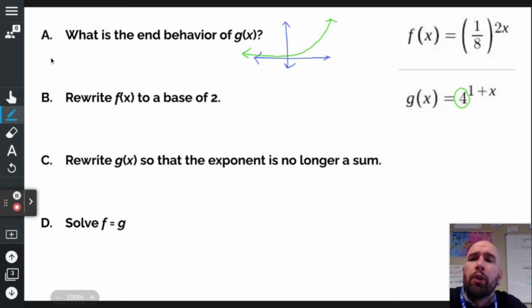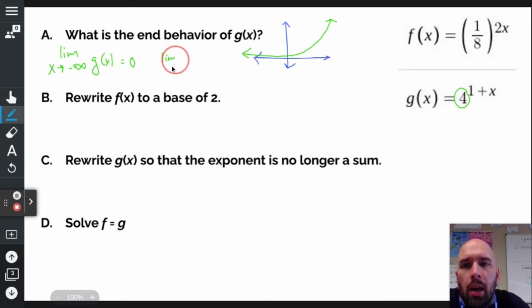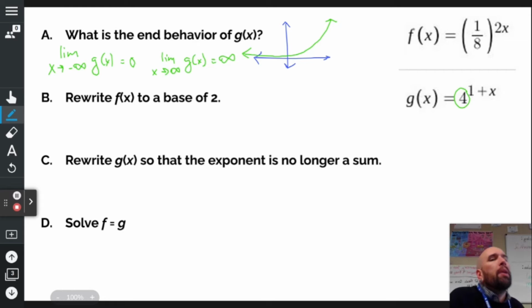So the end behavior has me flattening out right at 0. So the limit as x approaches negative infinity of g of x is going to equal 0. As I move to the right, as x increases, g of x becomes infinity because it's now moving upward. And that is a typical exponential growth looking model. Okay, so that shouldn't be too much of a shock for anybody.